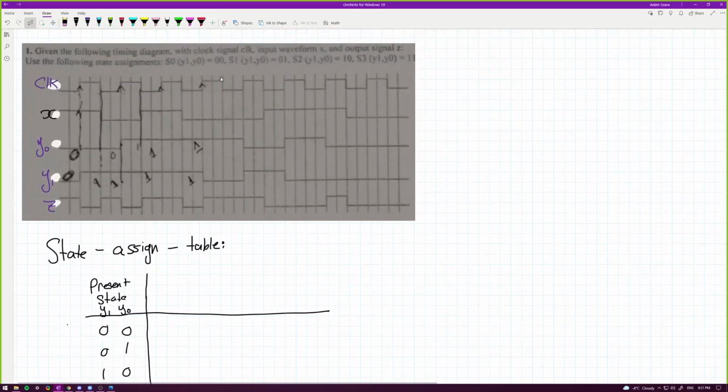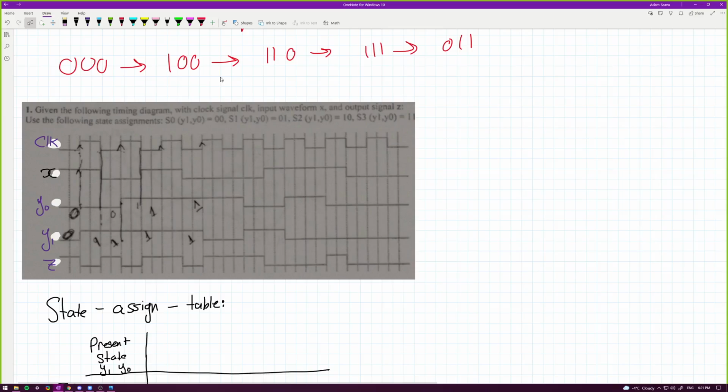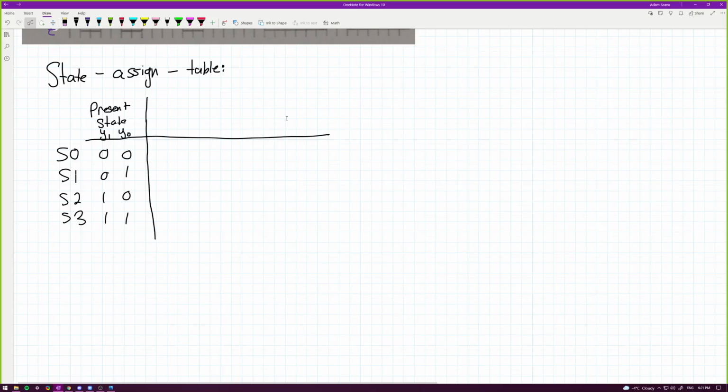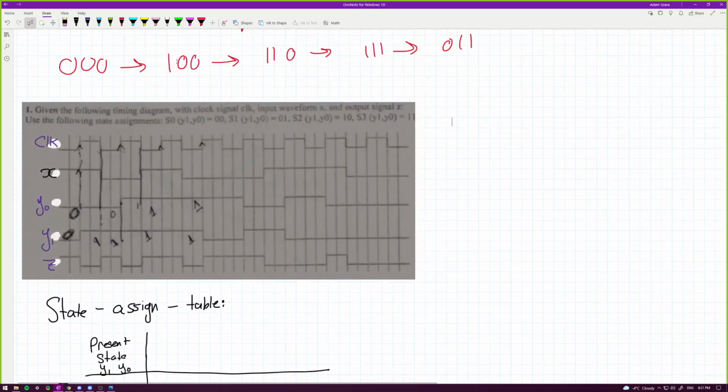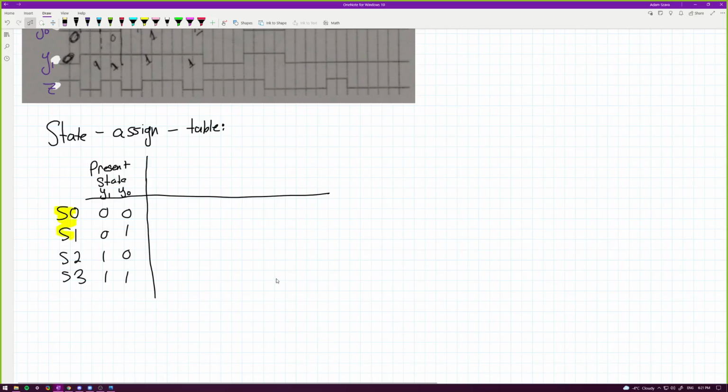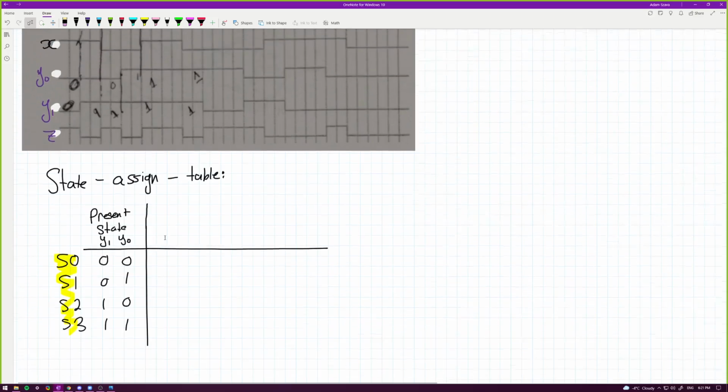So 00 is S0, 01 is S1, 10 is S2, and 11 is S3. That's given in the question, so I'll highlight it to help emphasize that. Comfortable so far? I'm going to try to make these lines as straight as possible, but straight lines are not my forte. So far I've just created the present state section.